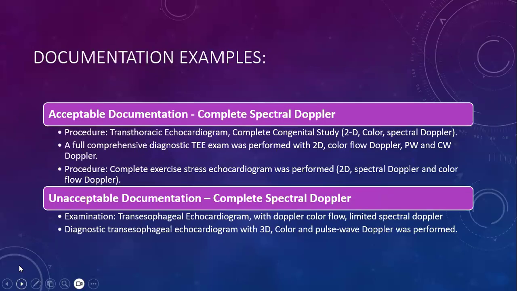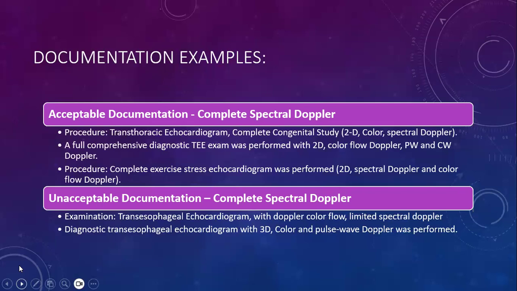So now let's look at some documentation examples. We're going to be looking at acceptable and unacceptable options. This is in regards to complete spectral Doppler. Our first one: procedure, transthoracic echocardiogram, complete congenital study, 2D color and spectral Doppler. This is what you're going to want to see in your header, your wish list. There are a lot of things that people call it. This is not all encompassing for the findings you still need to see in the body of the report. This is just what you want your provider to tell you was performed. And then you will corroborate that with the findings within the body of the report.